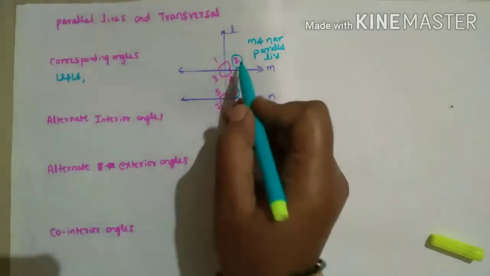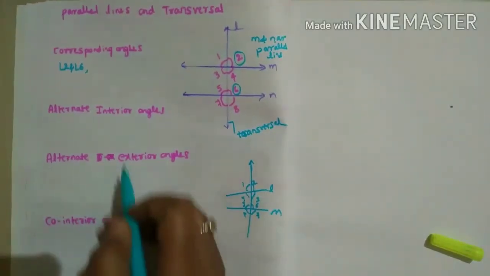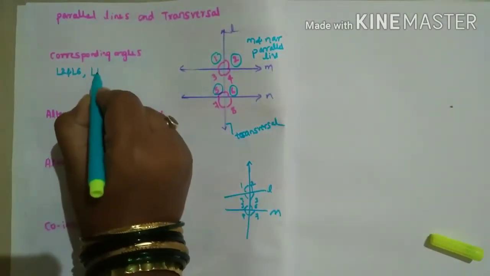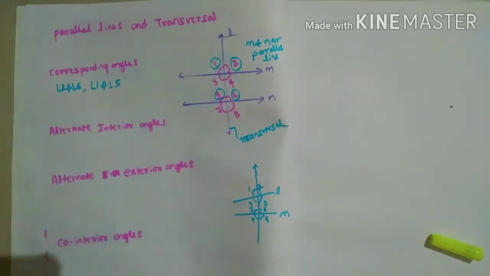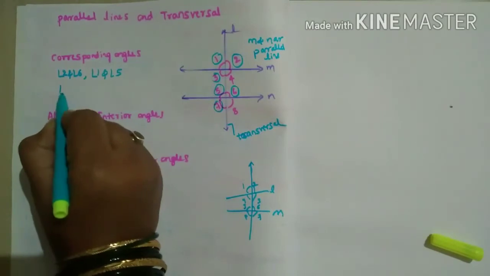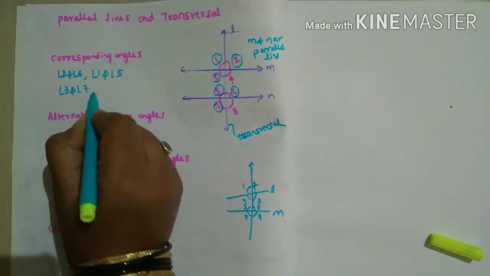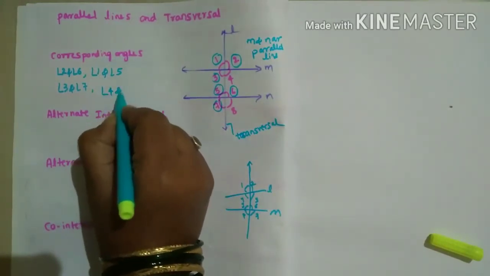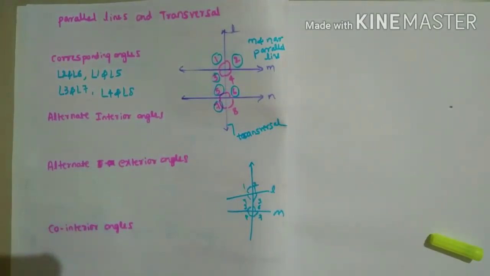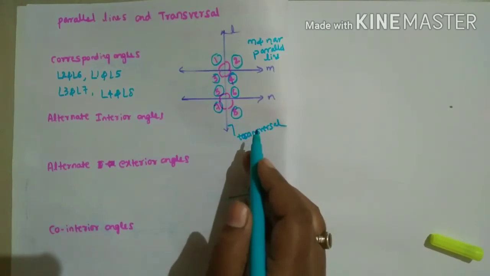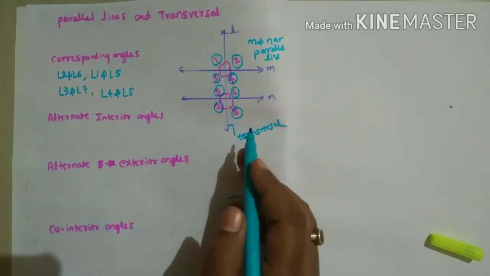So here angle 2 and 6 are the corresponding angles, and one more pair is angle 1 and angle 5. Angle 3 and angle 7, and angle 4 and angle 8 are also corresponding angles. If the lines are parallel, corresponding angles are equal.